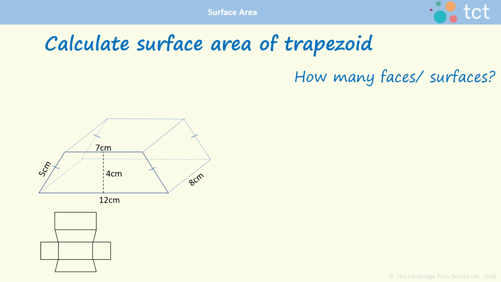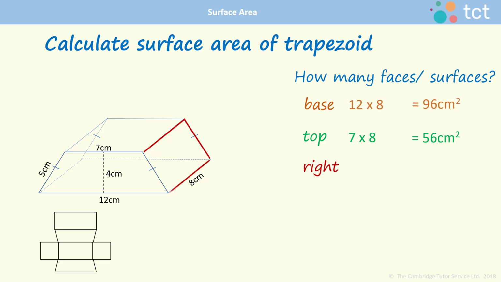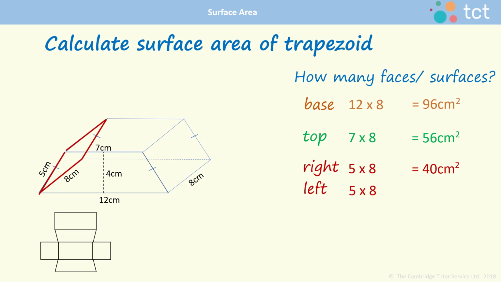So, working out the area of each of the faces of this shape. We have the base, which is 12 times 8. Then we have the top. And remember, this one is 7 times 8. Then we have the rectangles at the side. There's the one at the right, which is going to be 8, and it's the same as the one on the other side. So the height of that will be 5 centimetres. So that's 5 times 8. And the one on the left, even though it doesn't look like a rectangle at this angle, it is a rectangle. And it's exactly the same as the one on the right.